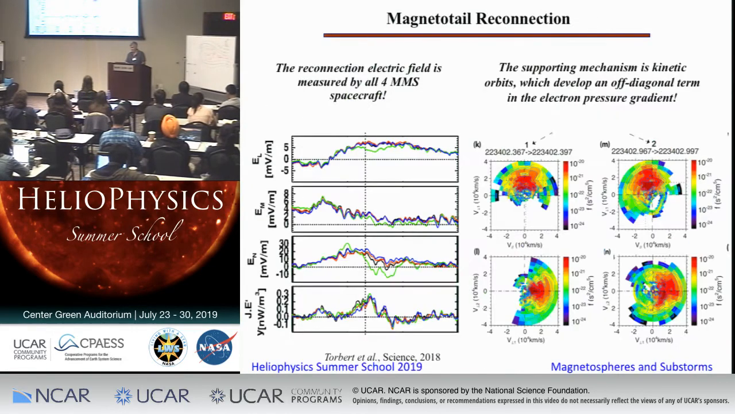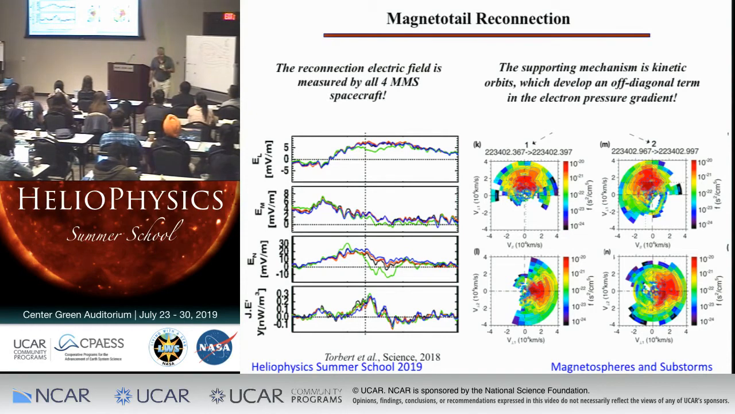Okay, so we are able to verify that in the tail, which has significantly different plasma conditions than the subsolar region, we didn't need any kind of anomalous resistivity or any kind of resistivity whatsoever. It's just simply an off-diagonal term, electron pressure. Okay, so that's where we're coming from with MMS. So we've verified a lot of these symptoms.